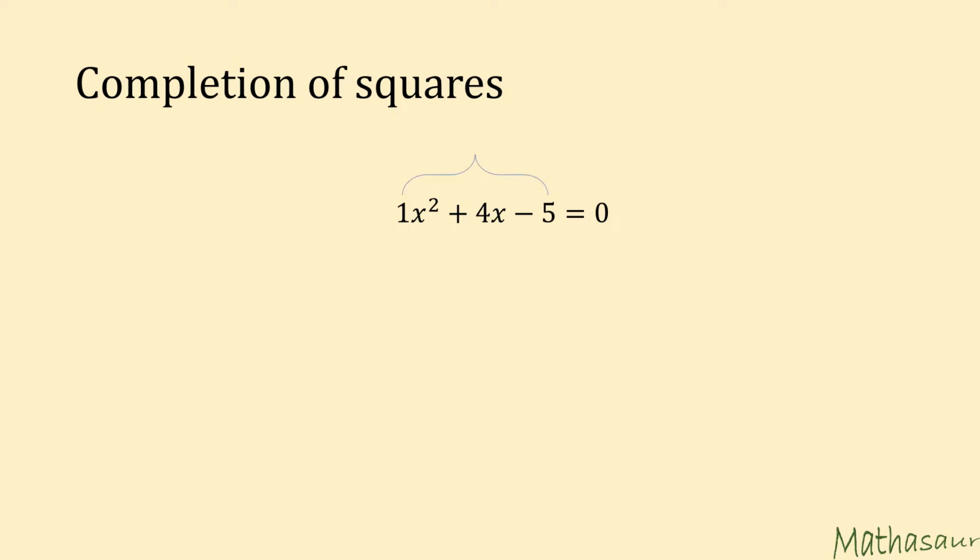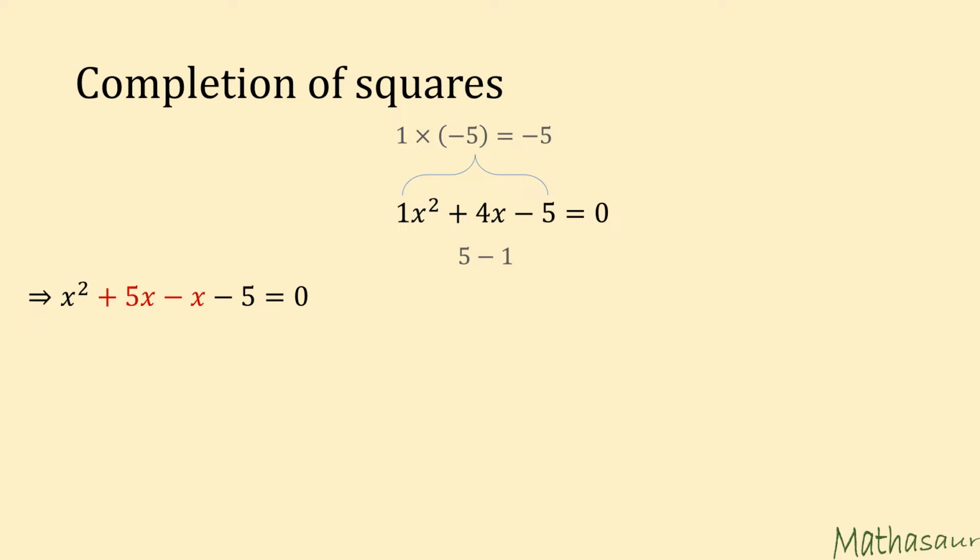We look at the coefficient of x square and the constant term. The product of these gives us minus 5. Now we have to find two factors of minus 5 that give a sum of plus 4. So we could write 5 and minus 1. Splitting the middle term, we get x square plus 5x minus x minus 5 is equal to 0.